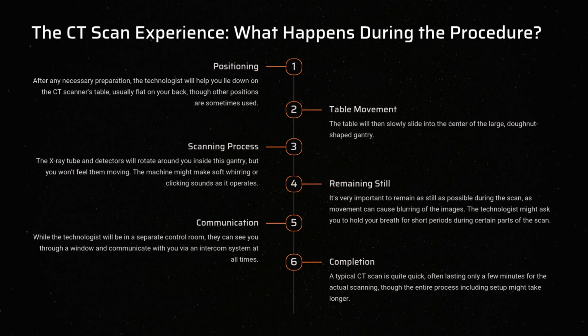The X-ray tube and detectors will rotate around you inside this gantry, but you won't feel them moving. The machine might make soft whirring or clicking sounds as it operates. It's very important to remain as still as possible during the scan, as movement can cause blurring of the images. The technologist might ask you to hold your breath for short periods during certain parts of the scan. While the technologist will be in a separate control room, they can see you through a window and communicate with you via an intercom system at all times. A typical CT scan is quite quick, often lasting only a few minutes for the actual scanning, though the entire process, including setup, might take longer.